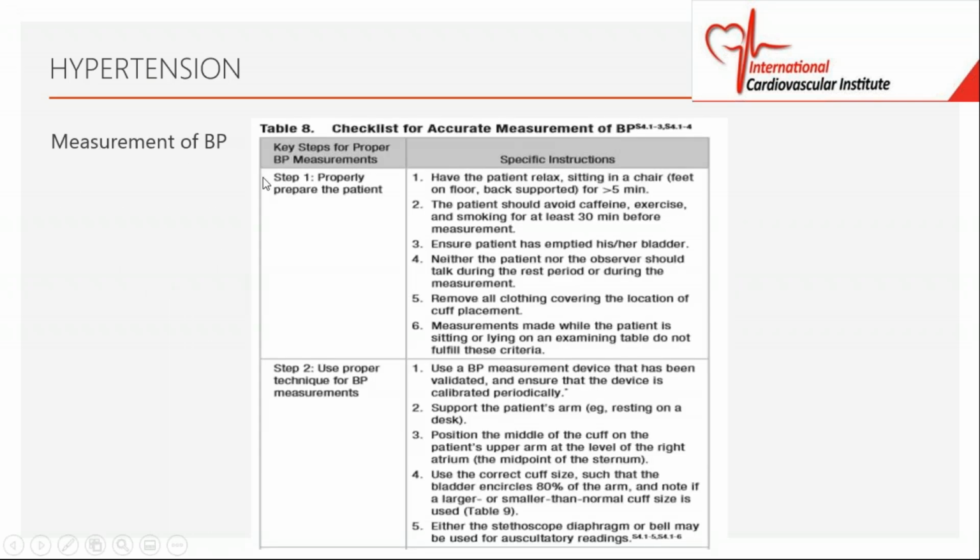But what's the proper way of doing it? Because as we said, there's a lot of error in how we measure pressures. So basically, when the patient comes to the office, you should have the patient relax, sitting in a chair with the feet on the floor. The back should be supported for at least 5 minutes. You should avoid caffeine. The patient shouldn't be exercising. No smoking for at least 30 minutes before the measurement. Ensure that the patient empties their bladder, and they're not uncomfortable.